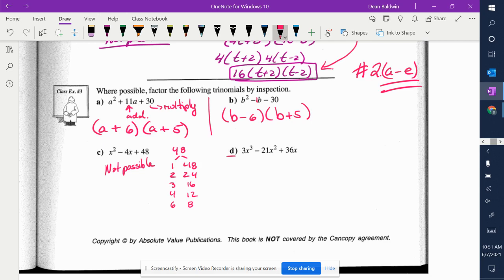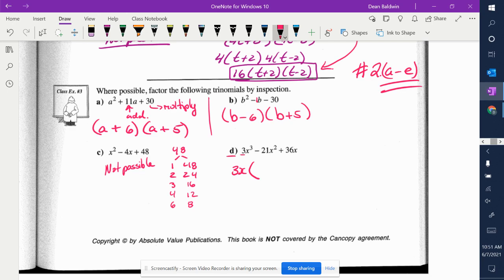This looks a little different. It's got cubes and x's and a number in front here. If that's the case, the first thing you always look to do, and it's on your sheet that I just gave you at the very top, we'll talk about this in a sec, take out a common factor. That's your first step every time you're factoring. So is there a common factor in here between 3, 21, 36? 3 and an x. So I can take out a 3x.